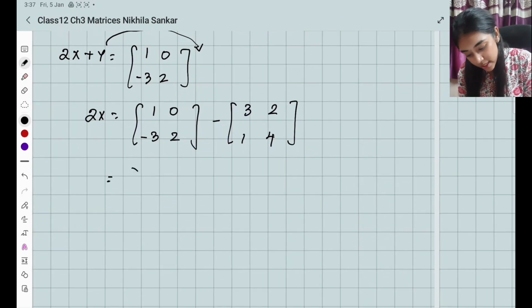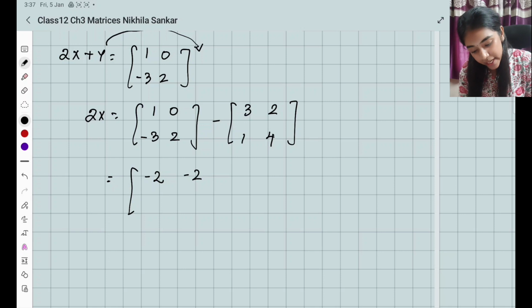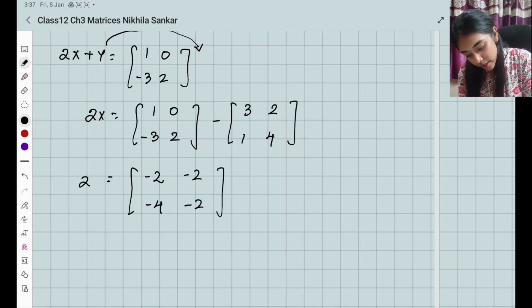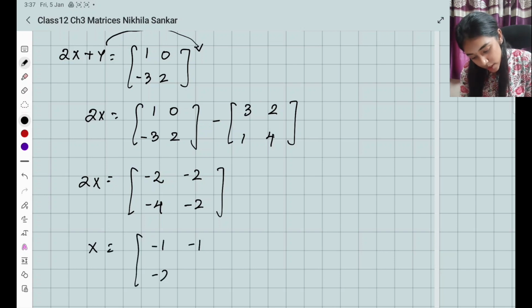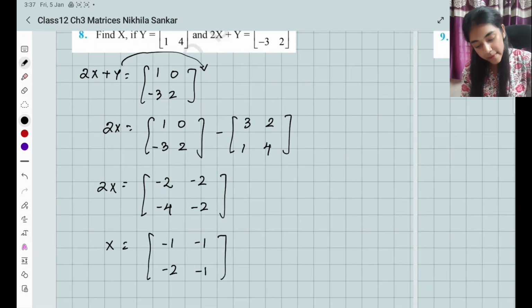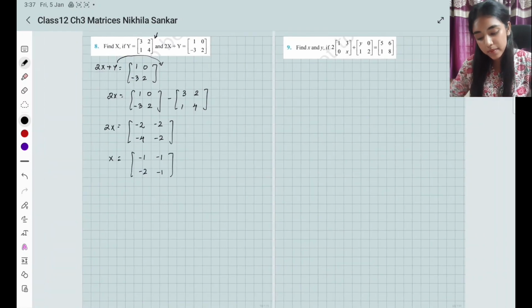So when I subtract, I'll have 1 minus 3 is going to be minus 2, 0 minus 2 is minus 2, minus 3 minus 1 is minus 4, 2 minus 4 is going to be minus 2. So this is 2x. Dividing by 2, I have [-1, -1; -2, -1]. Okay, so this is the x matrix. Please copy.